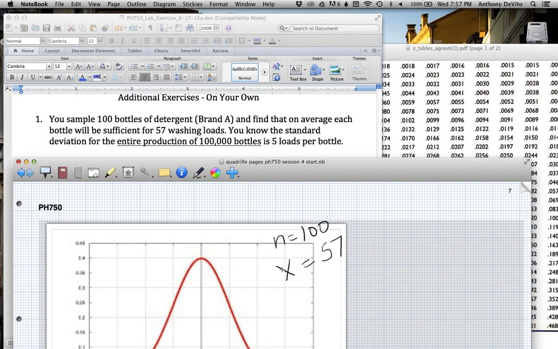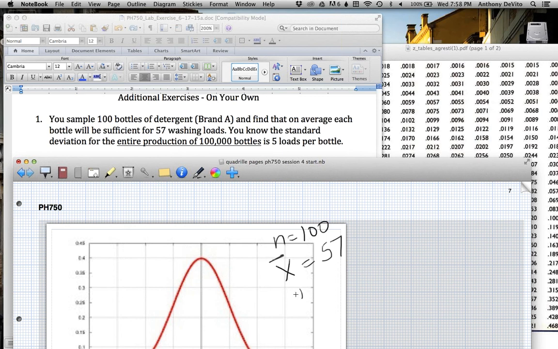This is going to be called X bar. X bar means the sample mean instead of the population. We use that simply to distinguish the population mean from the sample mean. What is the sample mean? Do we know the sample mean? No, we don't. We have no idea what the sample mean is. All we know is the mean of the sample that we took, those 100 bottles, is 57. We don't know what the real population mean is.